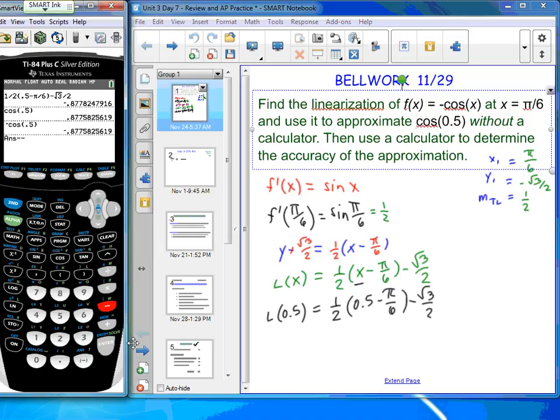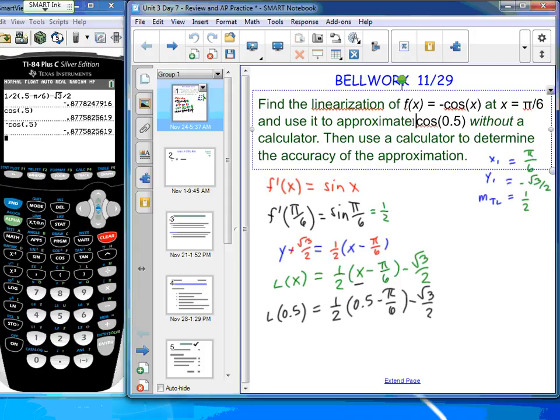Doing it on the calculator. That's interesting. So can we try that? Okay. Nope, not gonna let me. That's fine.